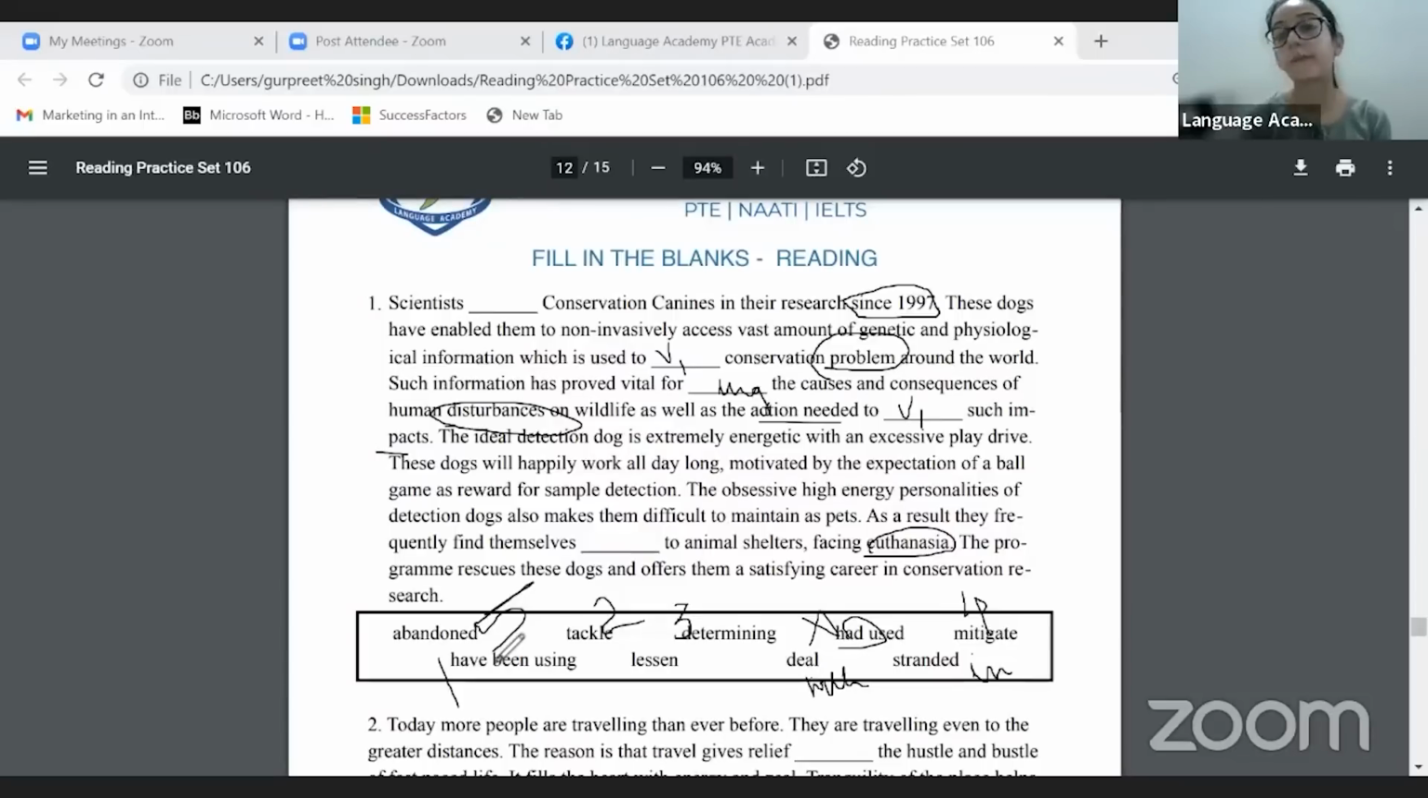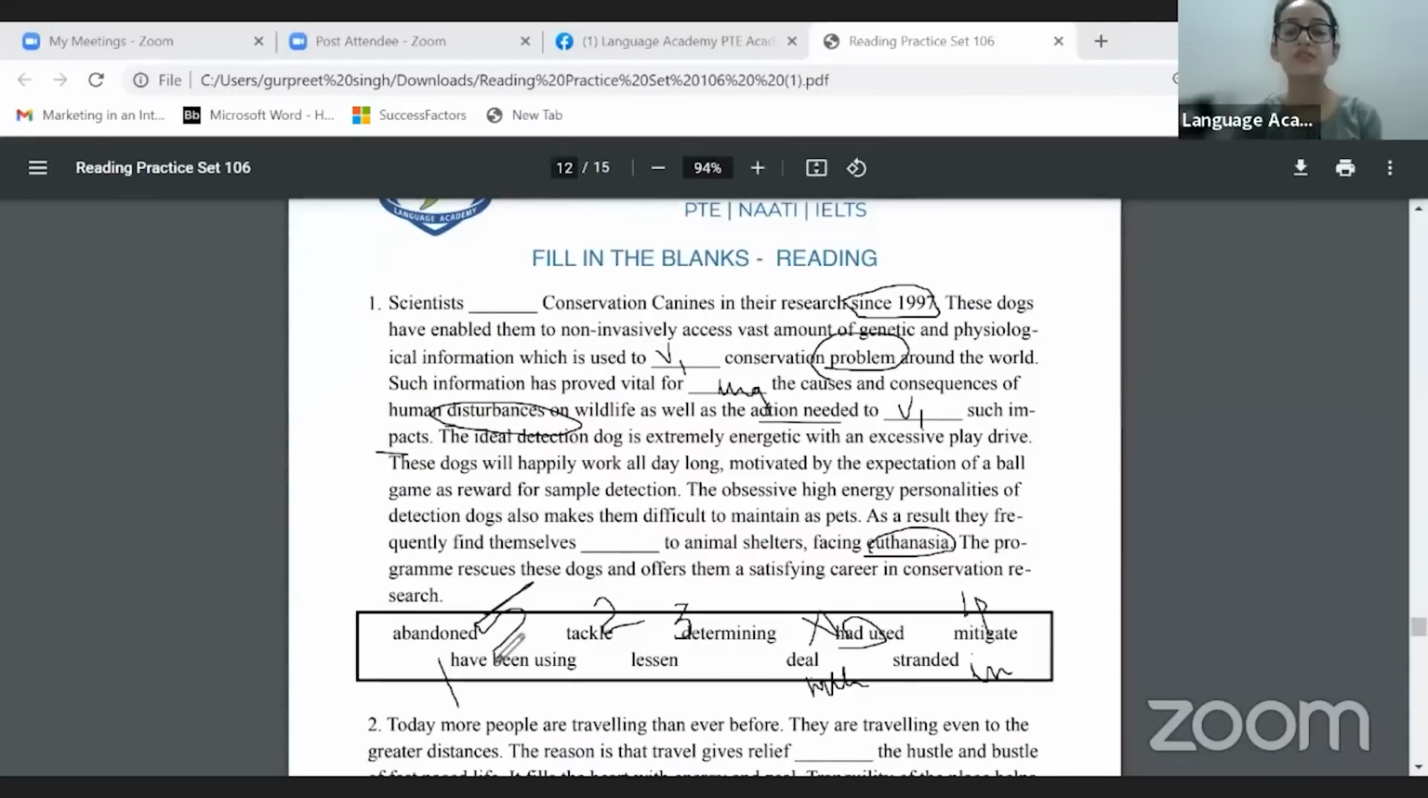Okay. So these are the answers. The first one, with since, always comes present perfect. The second one, with problem, we say solve the problem or tackle the problem or deal with the problem. After for comes the ing form of verb. So we go with vital for finding, vital for maintaining, vital for determining, anything in ing form of verb. Out of has and have, has comes with singular and have comes with plural. And we need actions to mitigate such impacts. Mitigate means to reduce or to completely finish.